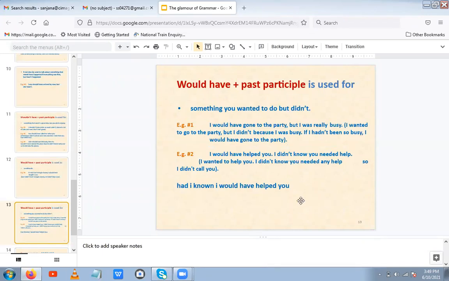Would have plus past participle is used for something you wanted to do but you did not. I would have gone to the party, but I was really busy. मैं जा सकती थी लेकिन मैं गई नहीं because I was busy. I would have helped you. मैं तुम्हें मदद करती, अगर मुझे पता होता you need help. I would have helped you. I didn't know you needed help, you didn't call me and I didn't call you. So you can start with: Had I known.